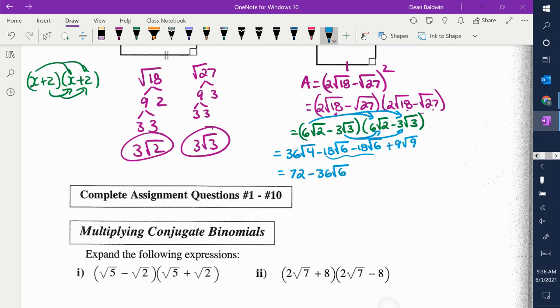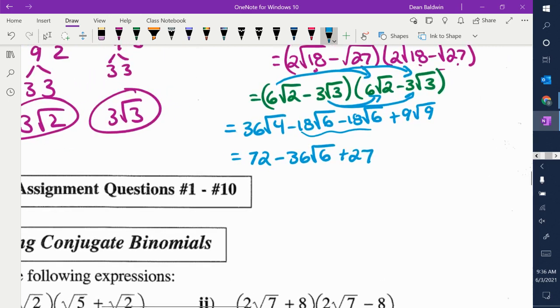Negative 36 root 6. What's the square root of 9? Times the 9 is? What's 72 plus 27? 99. So the answer is 99 minus 36 root 6.